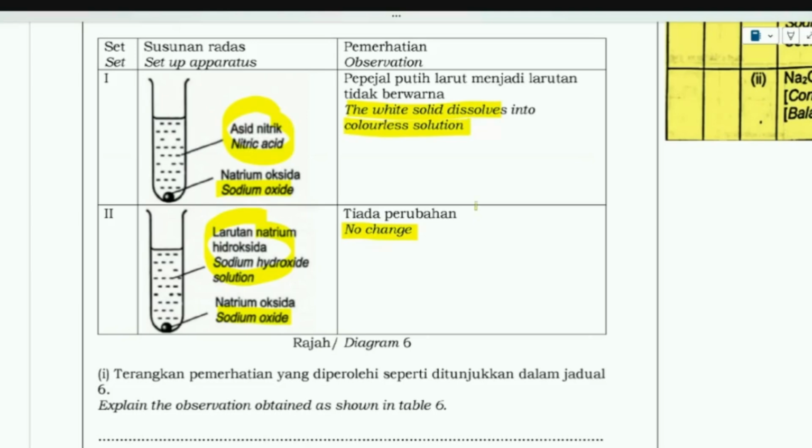Okay, class. Then explain the observation. How are you going to explain? Or what is the inference, class? If I ask you what is the inference?